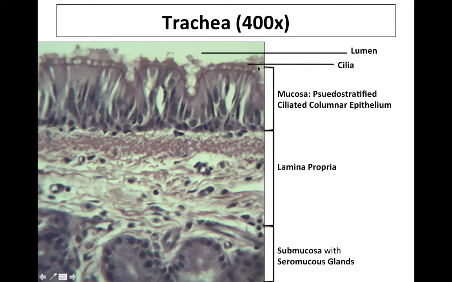So first off, the cilia that you guys see right here are different from the microvilli you would have seen in the small intestine. The cilia are actively moving and basically propelling debris up and out of the trachea. And so you'll see the cilia there, much like the brush border of the small intestine.